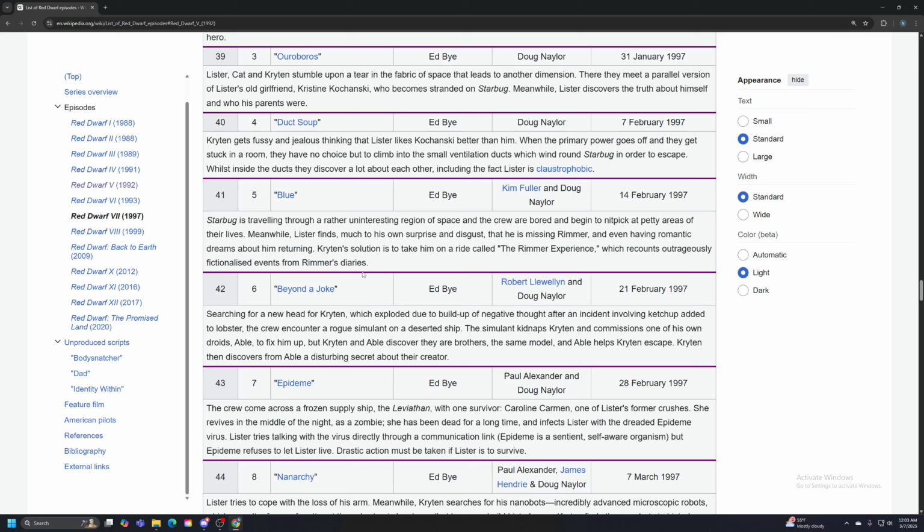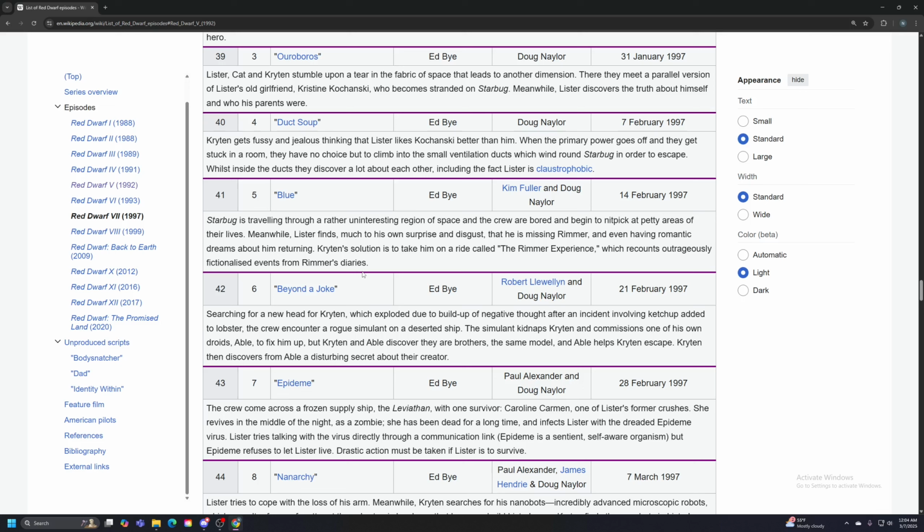Episode 5, Blue. Starbug is traveling through a rather uninteresting region of space, and the crew are bored and begin to nitpick at the petty areas of their lives. Meanwhile, Lister finds, much to his own surprise and disgust, that he's missing Rimmer, and even having romantic dreams about him returning. Crichton's solution is to take him on a ride called the Rimmer Experience, which recounts outrageously fictionalized events from Rimmer's diaries.